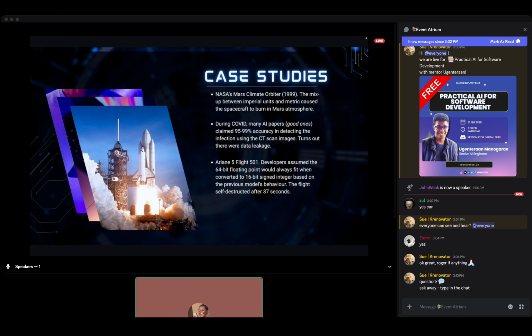So they took this 64-bit floating point value of the speed, and then they changed it to a 16-bit integer. And again, they did this based on the previous model's behavior, right? The previous Ariane 4 flight behavior. And then what happened was there was an integer overflow during the calculation, and the flight veered off the trajectory by a lot.